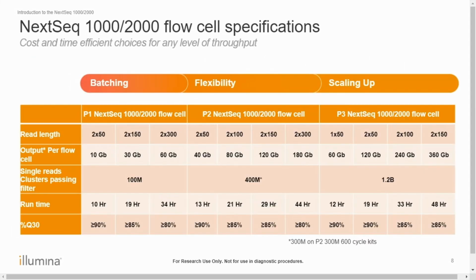So this slide is showing a more in-depth look of this, but don't worry about getting too bogged down in the details. I just wanted to show how this range of flexibility provides multiple efficient options for different project choices, from smaller batches being ideal on P1 and scaling up to larger studies that are enabled by P3, all at efficient runtimes ranging from 48 hours at max output down to just 10 hours for our quickest mid-throughput run, providing great quality data at every configuration.